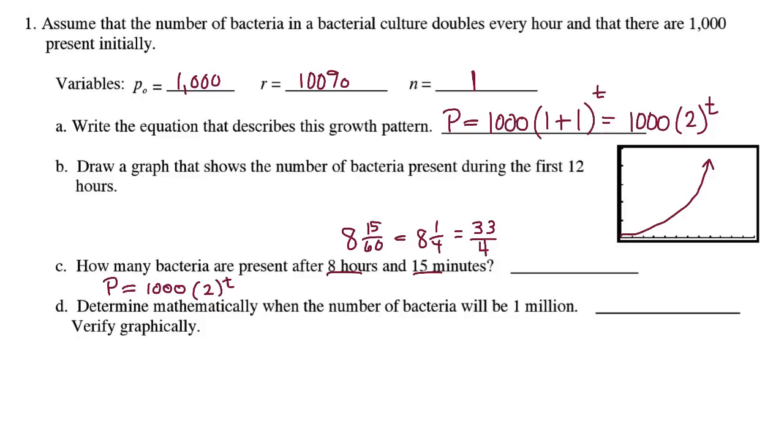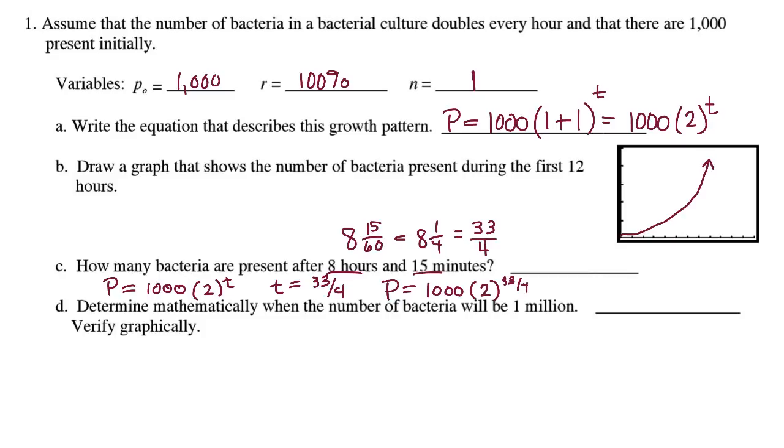So now we know our time period is 33 over 4 hours. And so we would plug this in, and this is all calculator, and you don't have to have a graphing calculator to do this. Our new population of bacteria would be 1,000 times 2 raised to the 33 over 4.